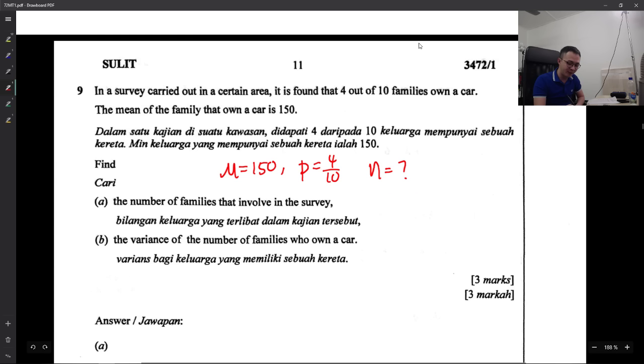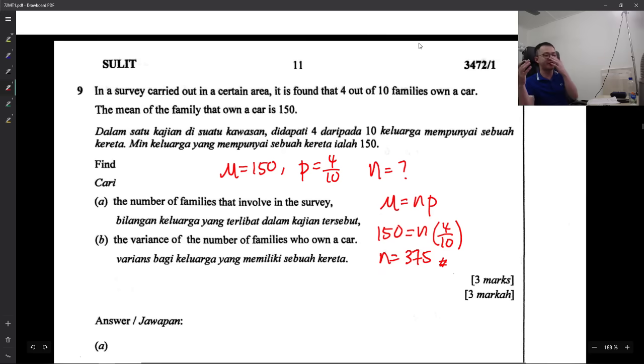So we know mean equals NP. This is the formula. So 150 equals N times 4/10. So you get 1500 divided by 4. So the number of families involved is 375. So that means you have 375 families involved in this part.